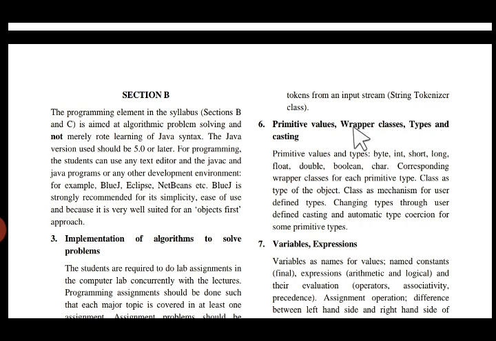After that, students: primitive values, wrapper classes, types, and casting, means typecasting. Primitive values and types: byte, int, short, long, float, double, boolean, char. Corresponding wrapper classes for each primitive type. Class as a type of the object. Class is a mechanism for user defined types. Then changing types through user defined casting and automatic type conversion in some primitive types.